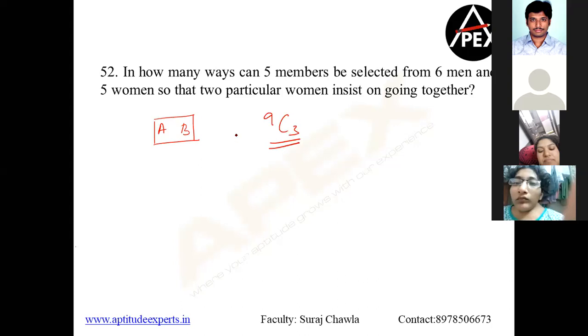And there is a possibility maybe both of them are not coming. Or I'm not taking both of them. If I'm not taking both of them, then out of remaining 9, I have to choose how many people now? 5 people. This becomes my answer.